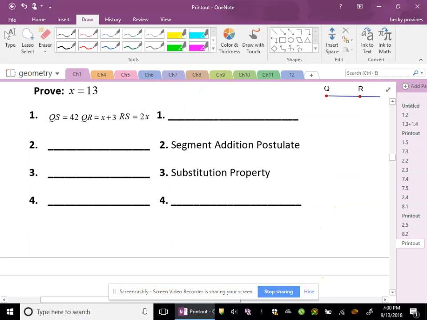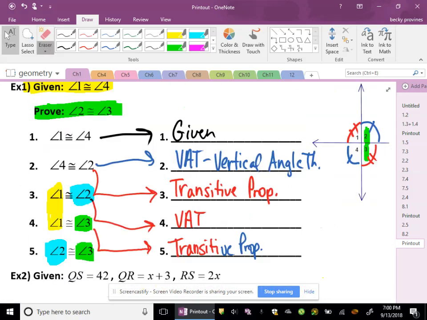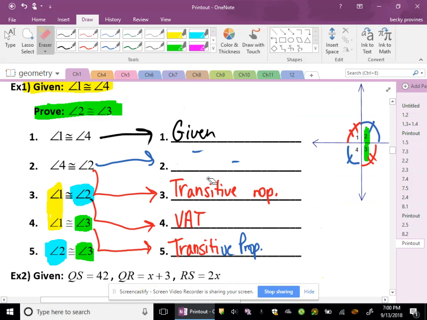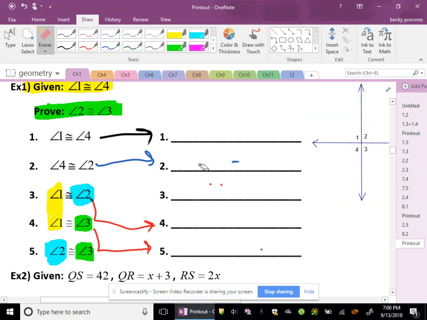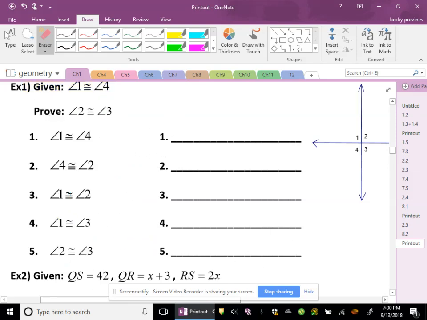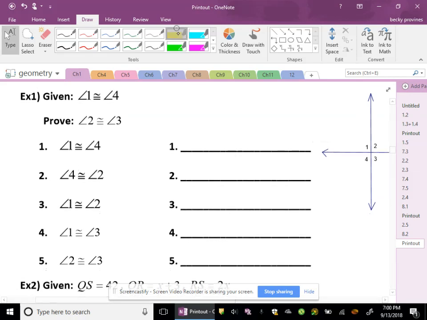Okay. Now, for this one, you know what? I'm going to erase some of these. It might be easier if I do it from scratch. I thought it might be faster, but I'll just explain as I go. Okay, so you're going to start with given information. Your given information is your starting point, so you have to start every proof with that information.